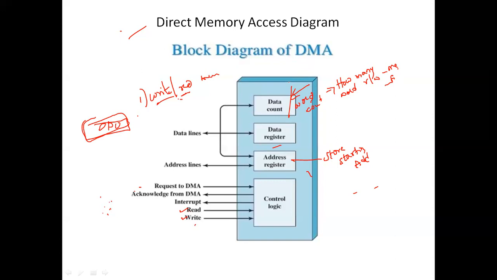So this is the block diagram of the DMA. Here this DMA data count is used to store how many words or how much data has to be transferred to or from our memory. In the data register, that data is going to be stored. In the address register, the CPU is going to specify the starting address, and that address we are going to store in the address register. Here the control logic is used to read or write the data to or from the memory. The interrupt signal is going to interrupt the CPU, along with the request to DMA and the request acknowledgement from DMA to the CPU. So all these things are going to be done in the DMA block diagram, right?